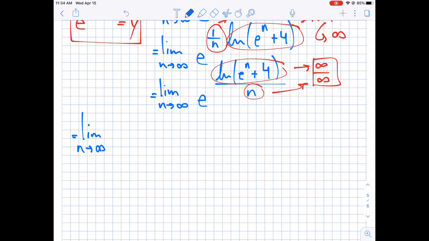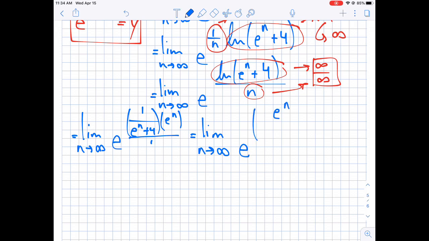Limit as n approaches infinity. We still have everything to the base of e, but now we're going to be doing the derivative of this logarithm right here. So we're going to need to do a bit of a chain rule. It'll be 1 divided by that inner function. So we have 1 over e to the n plus 4. And then we're going to have to multiply by the derivative of that inner function, which will be e to the n. And this whole thing is going to still be divided by the derivative of n, which is just going to be 1. So really what we end up getting here is the limit as n approaches infinity. We have e to the power of e to the n over e to the n plus 4.